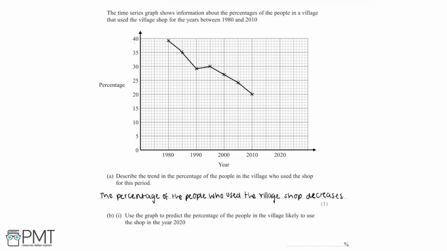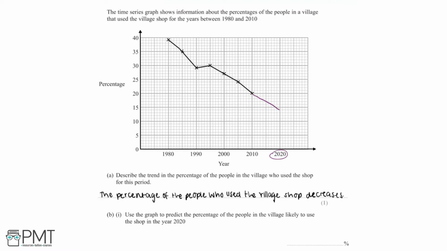Now in part B, we're asked to use the graph to predict the percentage of the people in the village likely to use the shop in the year 2020. To find the percentage in 2020, we can extend the line on our graph. After having extended the line up until the year is equal to 2020, we can use this to find the percentage. Drawing a horizontal line from this point, we can predict that the percentage of the people in the village likely to use the shop in the year 2020 is 14%.